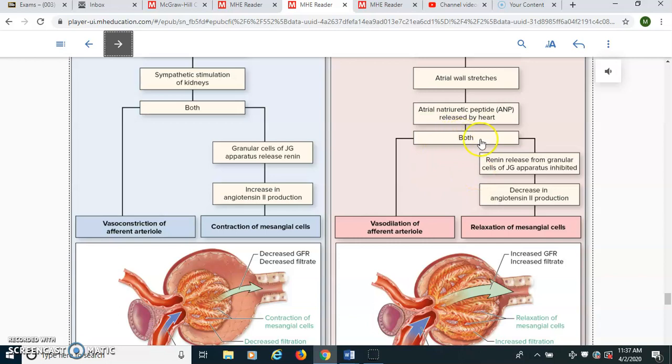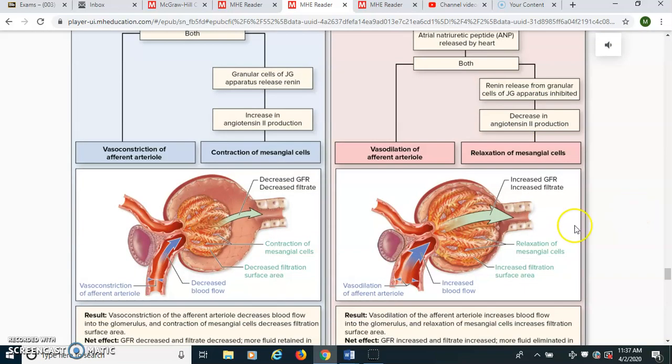The other part of the ANP hormone, it also will inhibit those little granular cells so they won't release renin, so we don't get any angiotensin II, which is good. So those little mesangial cells, they'll stay in a relaxed state and increase the surface area. So those two things, vasodilation of the afferent arteriole and the relaxation of the mesangial cells to increase that surface area, will increase that glomerular filtration rate.